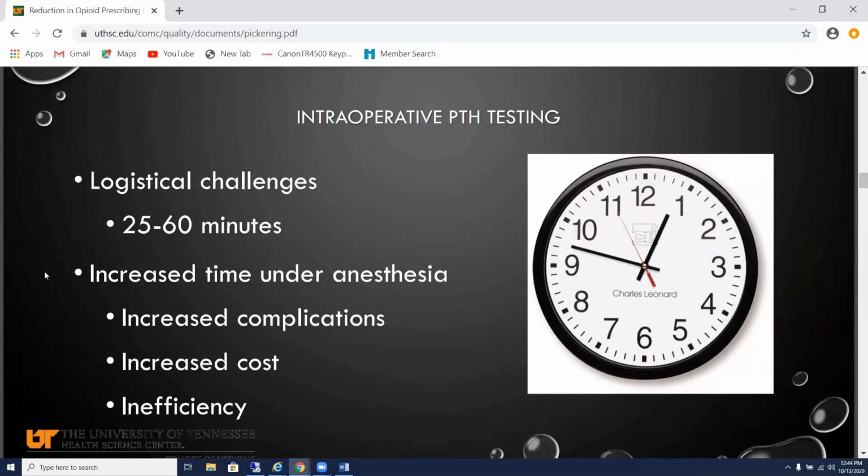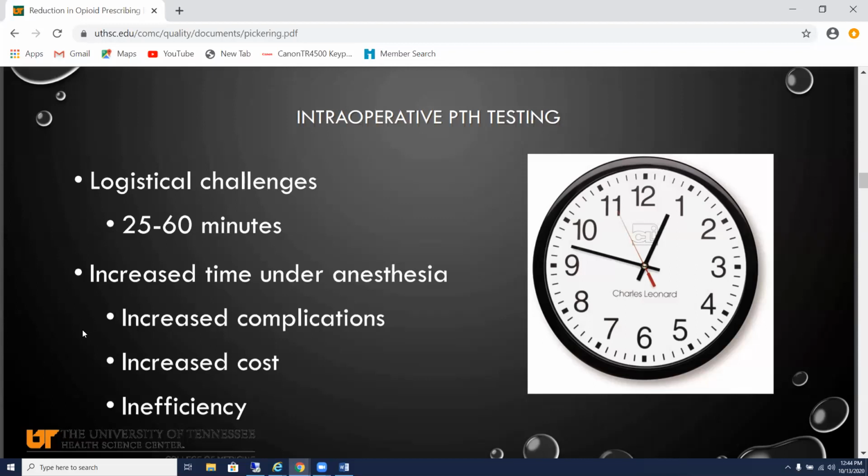Intraoperative parathyroid hormone testing has a lot of logistical challenges. It takes, as I said, 25 to 60 minutes throughout the nation. And this leads to patients being under anesthesia for a longer period of time. So this can lead to increased complications. Research has shown that every extra 30 minutes in the operating room leads to a 14% increase in complications.